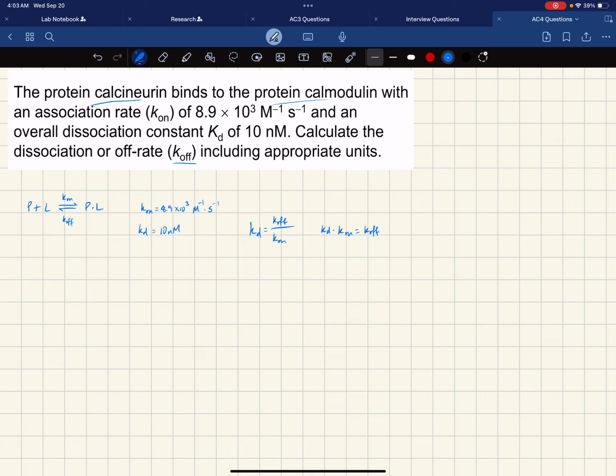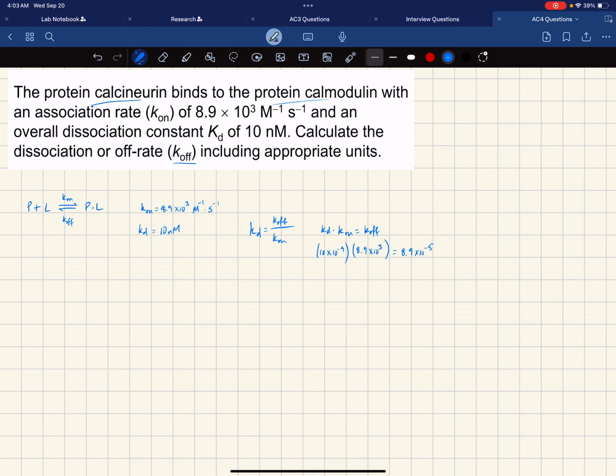So KD is 10 nanomolar, and we're going to want to convert that to molar because that's what our K on units are, so we want the units to work out. So 10 times 10 to the minus 9 times the value of K on, which is 8.9 times 10 to the third. That's going to give us 8.9 times 10 to the minus 5.